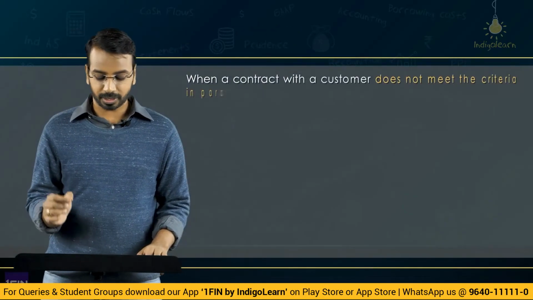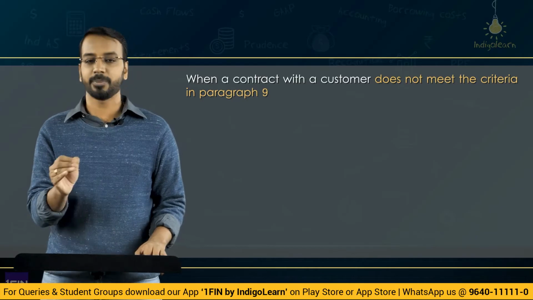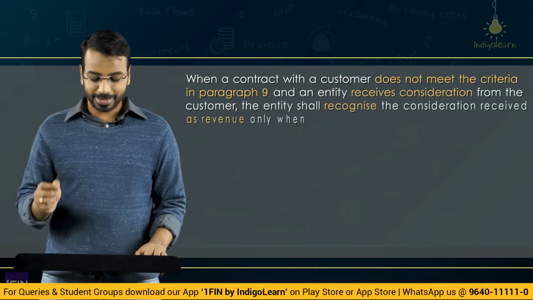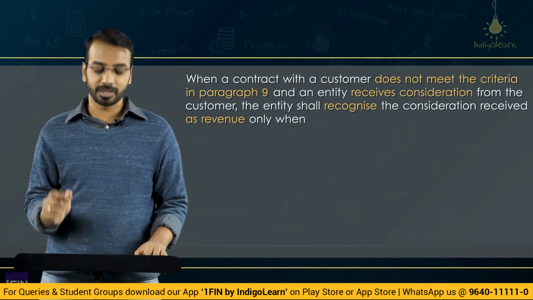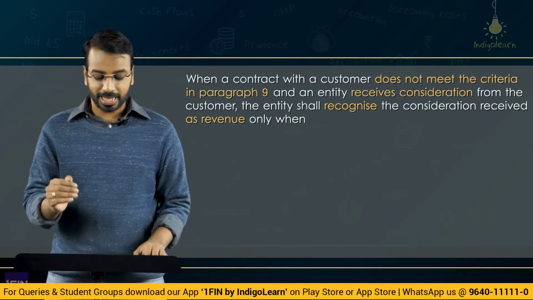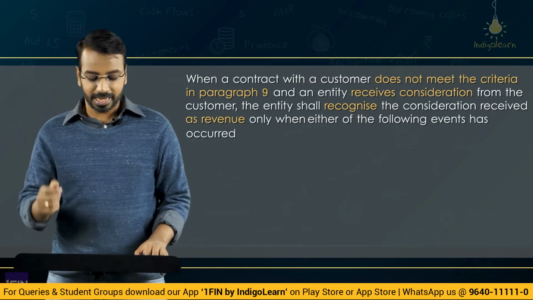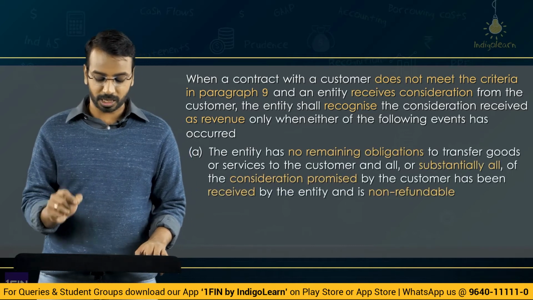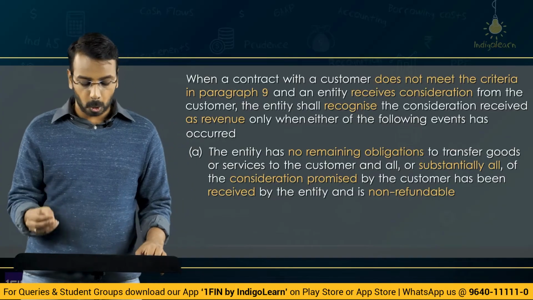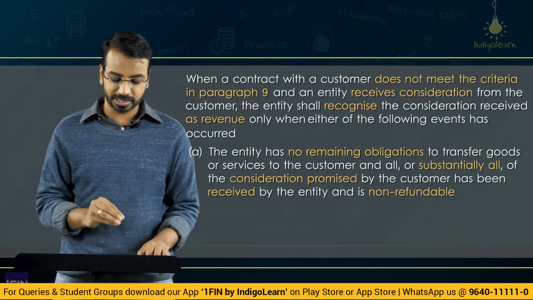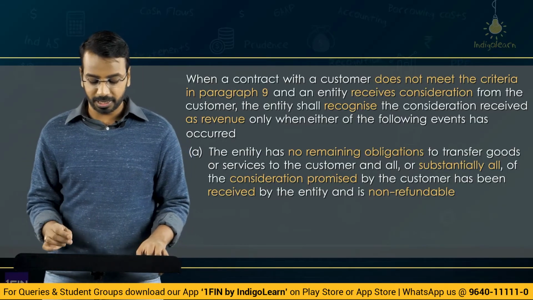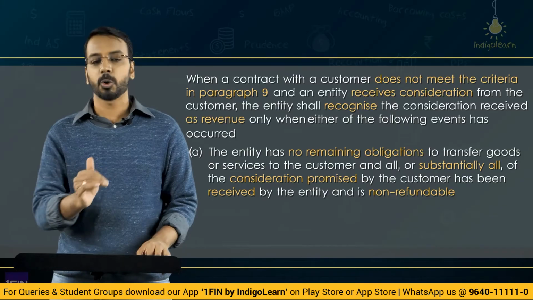So, when a contract with a customer does not meet the criteria specified in paragraph 9, that is step 1 of the 5-step model, and an entity receives consideration from the customer, the entity shall recognize the consideration received as revenue only when either of the following events have occurred. The first is, the entity has no remaining obligations to transfer goods or services to the customer, and all or substantially all of the consideration promised by the customer has been received by the entity and is non-refundable, or the contract has been terminated and the consideration received from the customer is non-refundable.